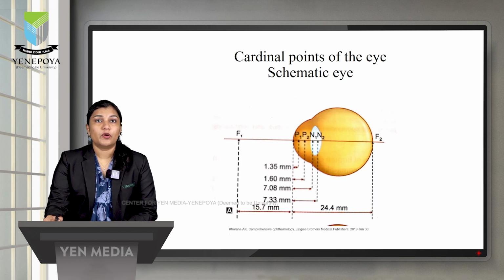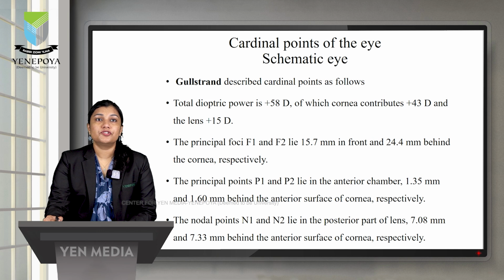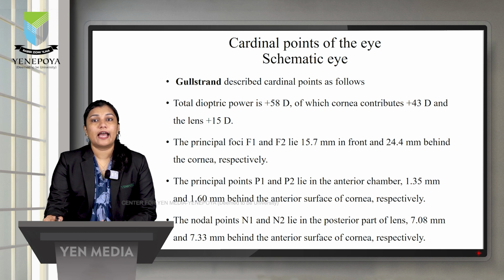Now coming to the cardinal points of the eye. For the easiness of explaining the cardinal points, first came the schematic eye. In the schematic eye, Gullstrand described the cardinal points as follows. The total dioptric power is plus 58 diopter, of which cornea contributes plus 43 diopter and the lens is plus 15 diopter. The principal foci, that is F1 and F2, lie 15.7 mm in front and 24.4 mm behind the cornea. The principal points P1 and P2 lie in the anterior chamber 1.35 mm and 1.60 mm behind the anterior surface of the cornea.